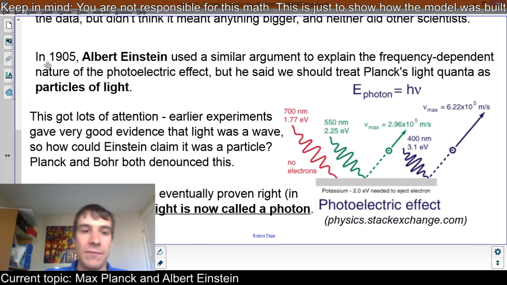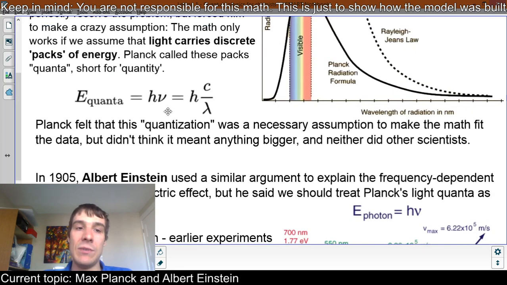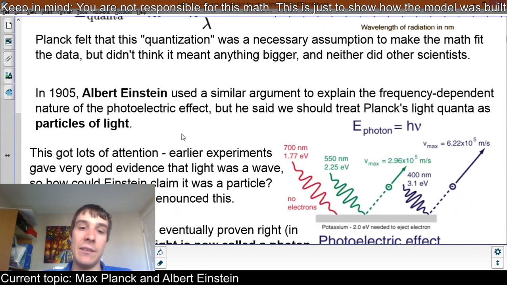This got a bunch of attention. Albert Einstein got a lot of attention for this. This was one of his four miracle year papers in 1905. And this was, in fact, why Einstein got a Nobel Prize. People think it's for relativity, but he got it for explaining the photoelectric effect using Planck's statistics.